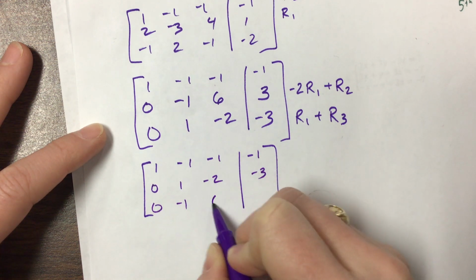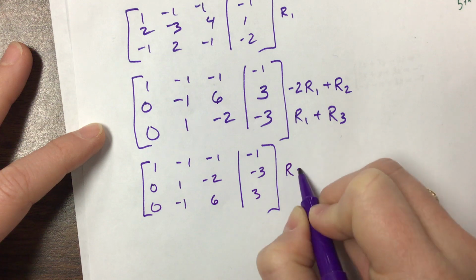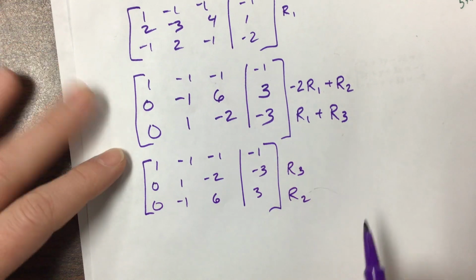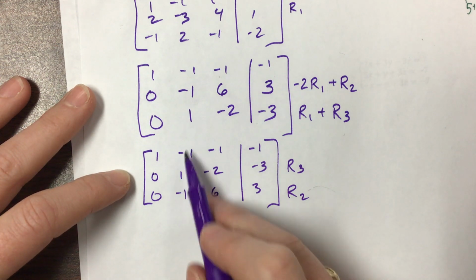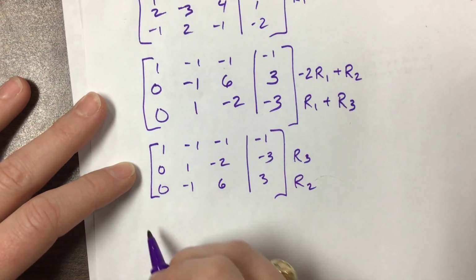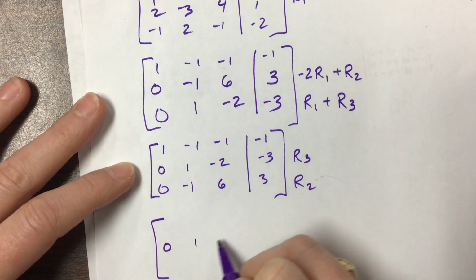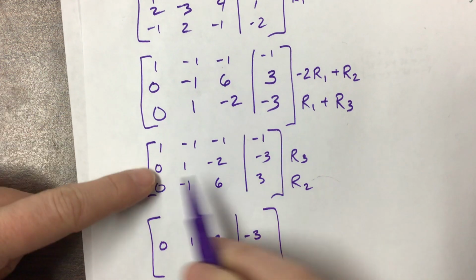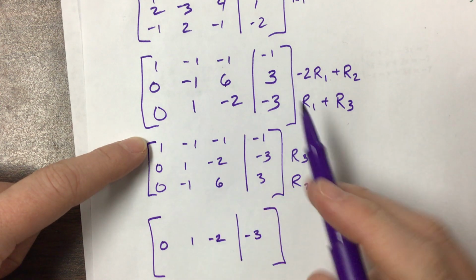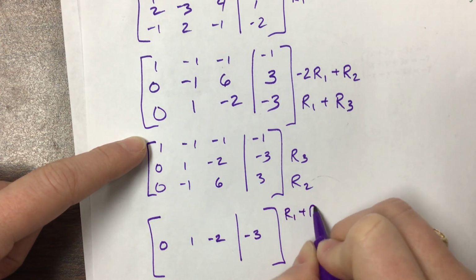This is 0, -1, 6, 3. So this was now row 3, this was row 2. Now I notice I have a positive 1. If I add it to this row or add it to that row, well, I'm going to keep this row. And now row 2 plus row 1 will give me a 0 here. So this is row 1 plus row 2.